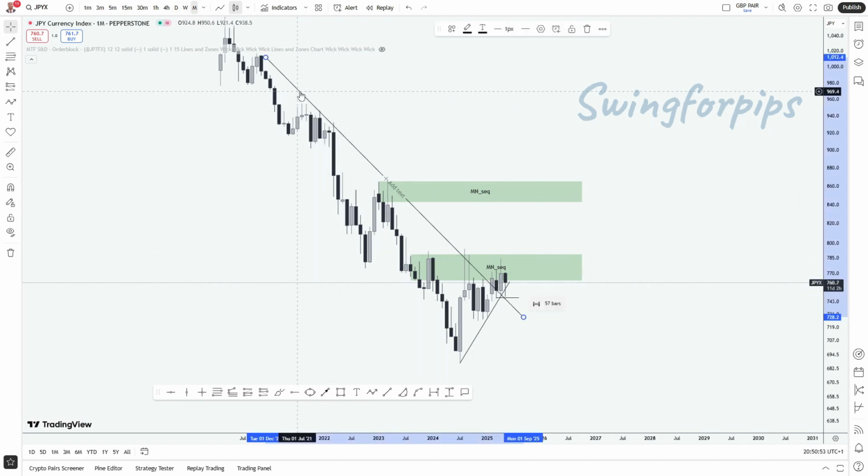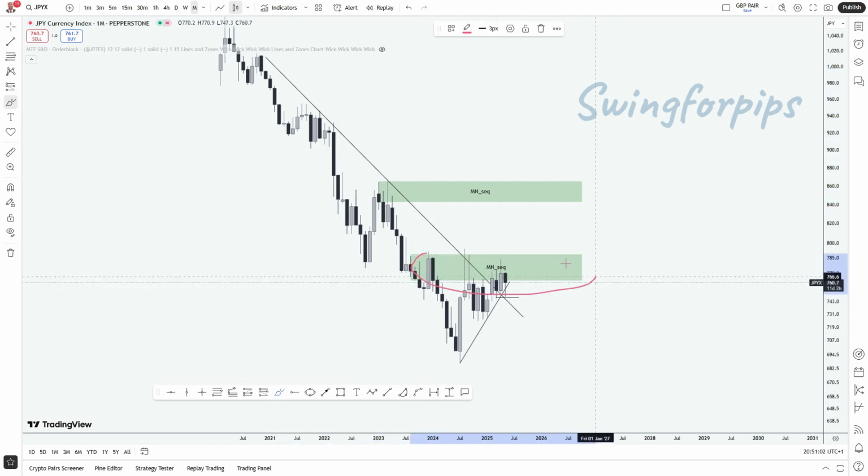Okay, because this momentum trend line has not been eliminated. This is a bearish momentum trend line and it has not been eliminated. This zone right here has also not been eliminated on the monthly time frame. So the monthly is bearish.